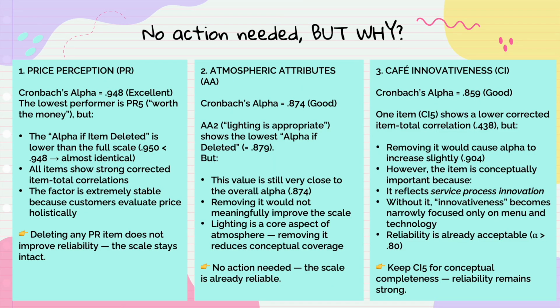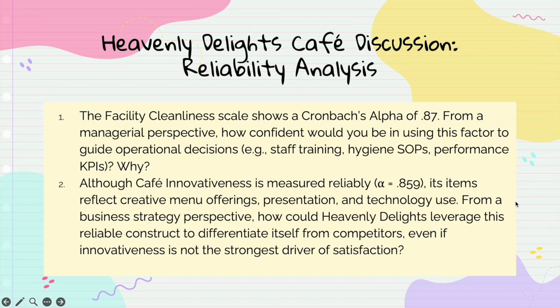Why no action is needed is because if we take cafe innovativeness, for example, it only has one weaker item, but removing it changes alpha only slightly and reduces conceptual clarity, so we keep it. Here are some discussion questions for you to answer. You may compare your answers later with the extra class materials given.